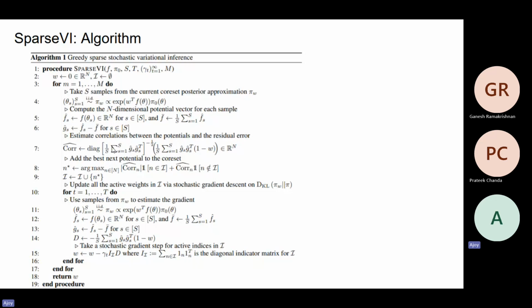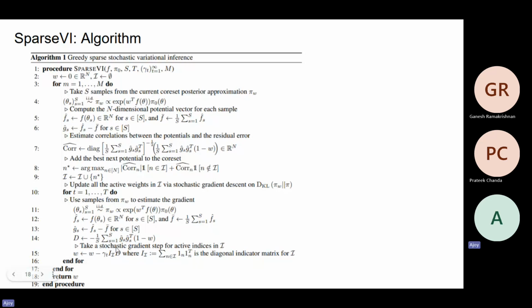After finding the correlation, we will choose the best correlation point, add it into our coreset, and then do the reweighting for the posterior, which is shown here. That is, we use a gradient step for decreasing this gradient.